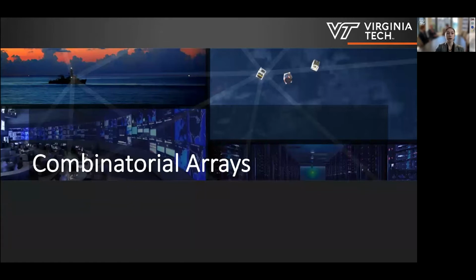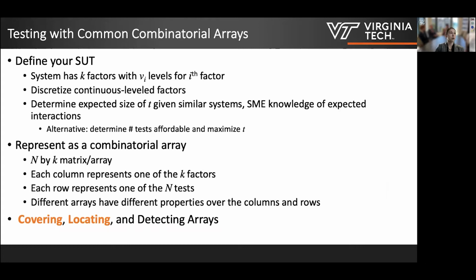Okay, so let's talk about some combinatorial arrays. How do we test with common combinatorial arrays? First thing that we need to do is define the system under test. So again, using the variables that I've defined before, let's say that a system has k factors and it has Vi levels for the ith factor. We need to discretize continuous leveled factors. And then either determine the expected size of T given similar systems or some subject matter expert knowledge of expected interactions, or determine the number of tests that are affordable and then maximize the size of T that we can get given the number of tests that we can run.